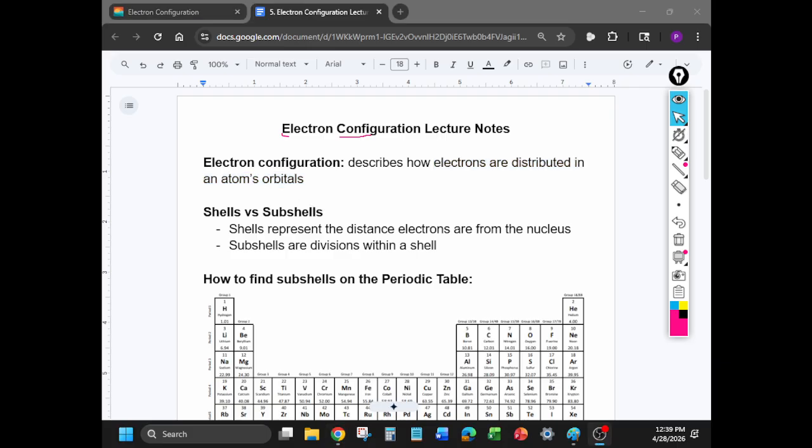When we talk about electron configuration and where electrons are, we talked about shells, right? How do we know what shell an electron is in, based on the periodic table? Exactly. The shells are based on what row that element is on. So we count the rows. If it's on the third row, it has 3 shells. We're pretty familiar with that.